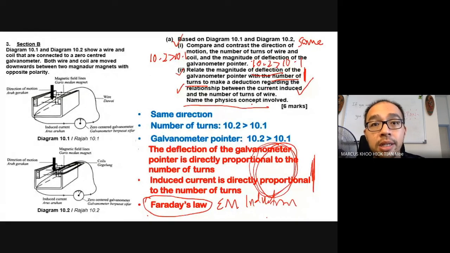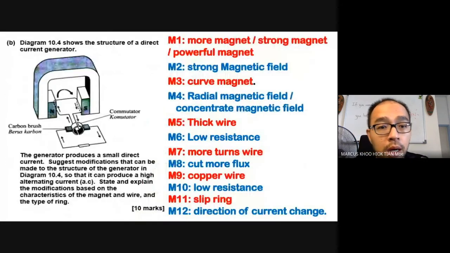Electromagnetic induction, as Shafiq pointed out just now, is the production of current when the magnetic field lines are cut. If that is happening, then you talk about EM induction. But because the relationship has very little to do with the cutting of the magnetic field lines, you want to make sure that you are getting the correct concept. So good for you, Wilson. You got the concept correct. It's Faraday's law.